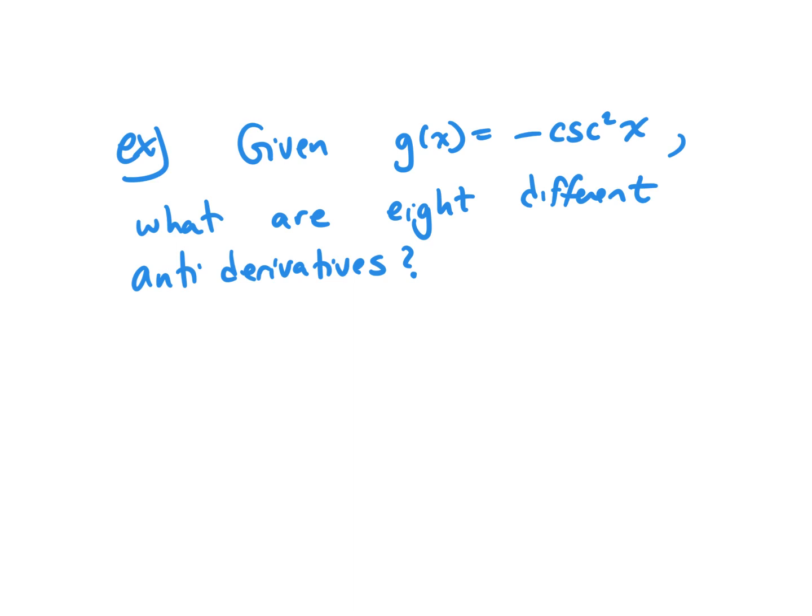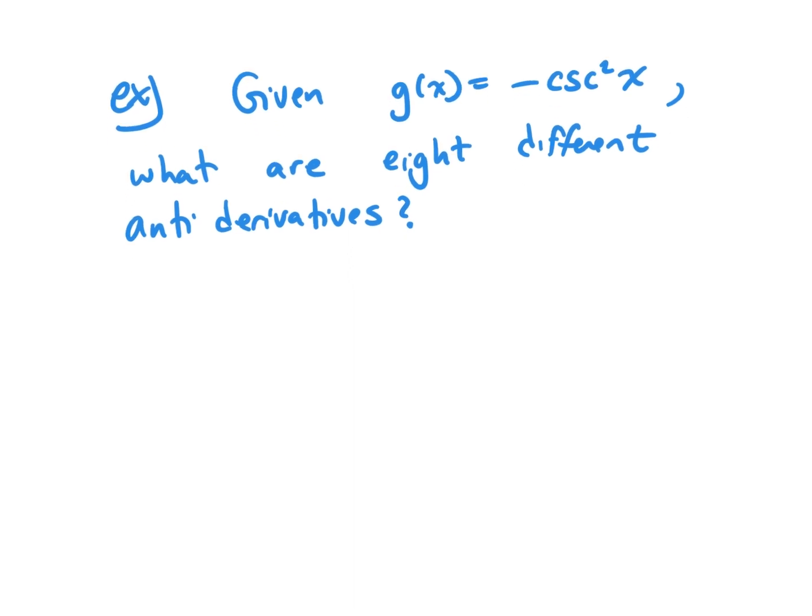One other quick example here: we have g of x equals negative cosecant squared x. What are some different antiderivatives? So essentially, this is something's derivative. If you remember back when we did our trig, there was a derivative that was negative cosecant squared, and that was simply cotangent x. So cotangent x has a derivative of negative cosecant squared x.